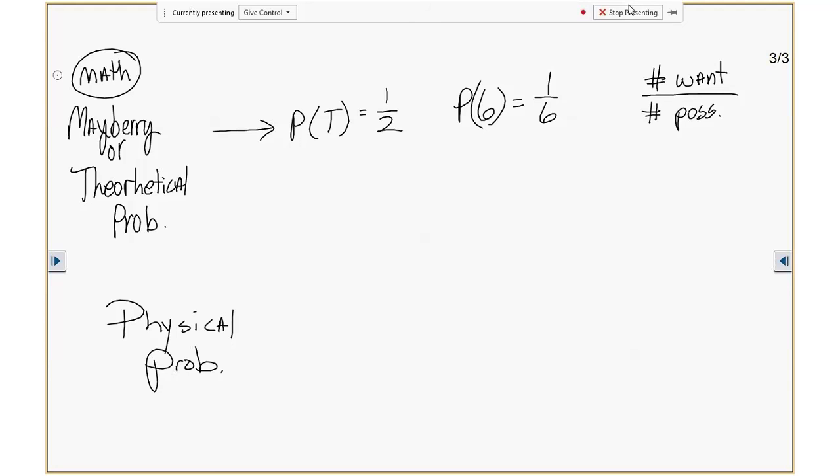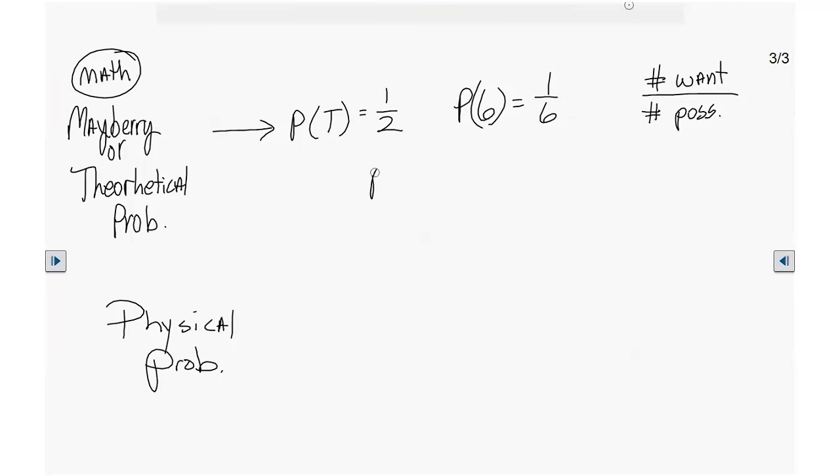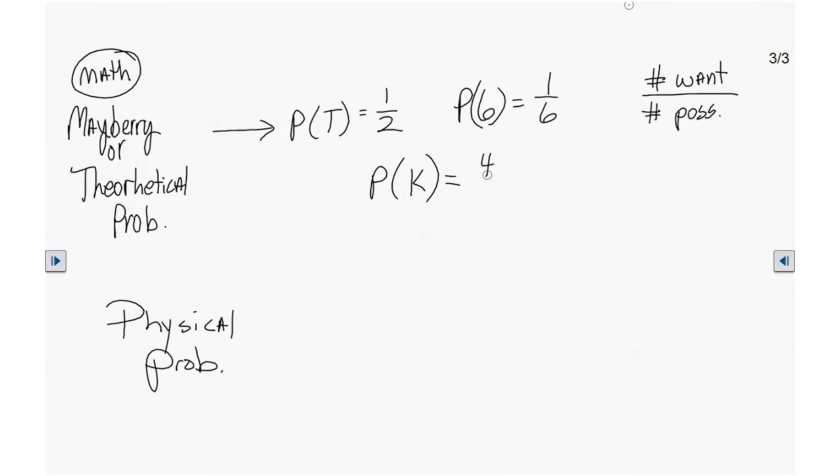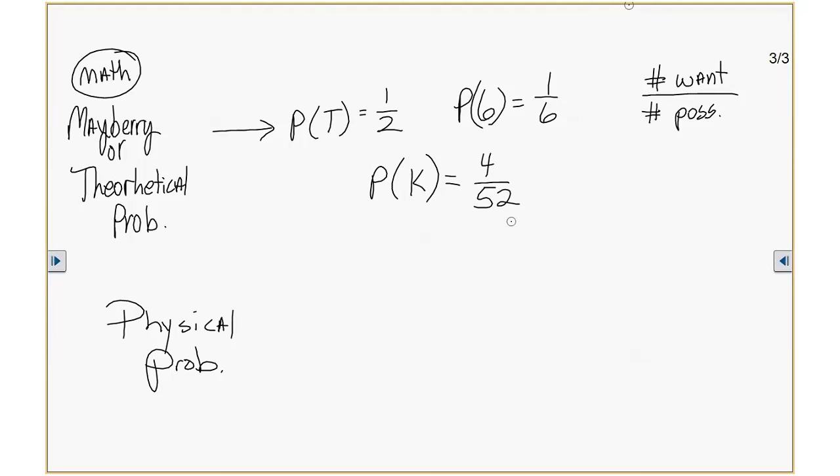We don't have a card. We don't have the probability of getting a king in a deck of cards is 4 out of 52. I don't even have a deck of cards. What are you basing it on? You're basing it all on mathematics. You're basing it on the deck of cards. What's in the deck of cards? You're basing it on the die. What's on the die? And you're basing it on the coin. What's on the coin?